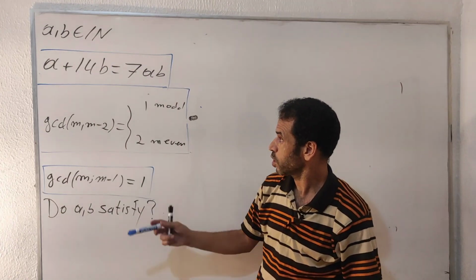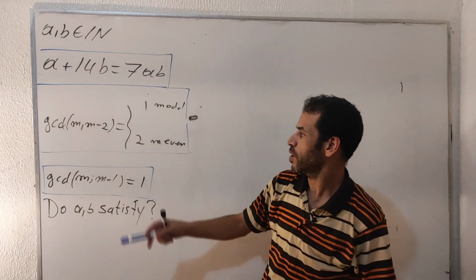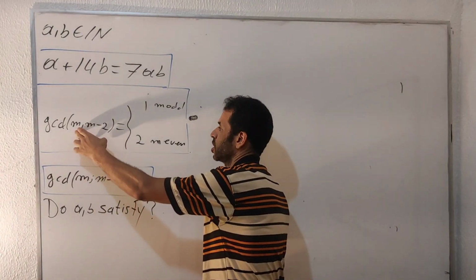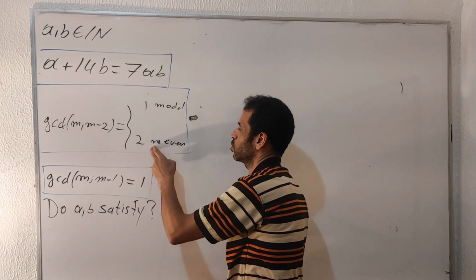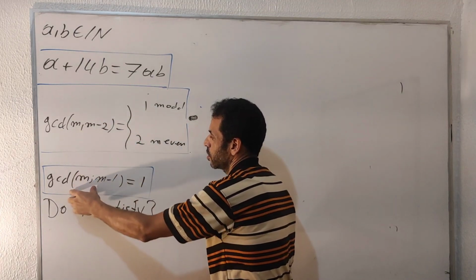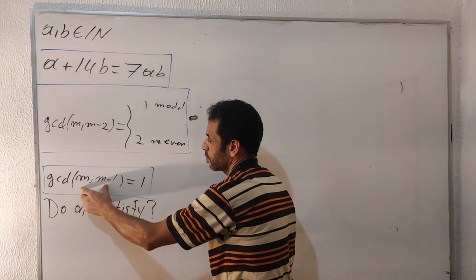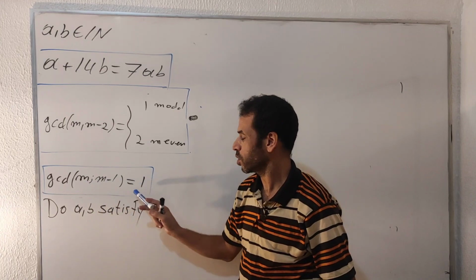So first of all, while we are working on this one, we are going to prove both of these facts. First fact: the GCD of the integers m and m minus 2 equals 1 if m is odd, and equals 2 if m is even. They differ by 2 here. The other one, they differ by 1, so the GCD of the second one equals 1.